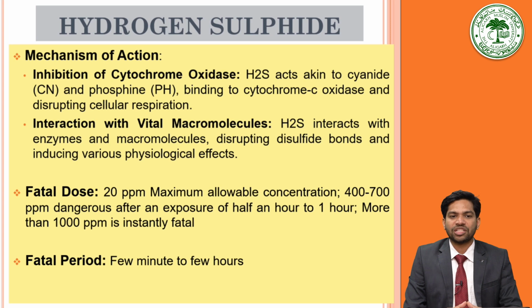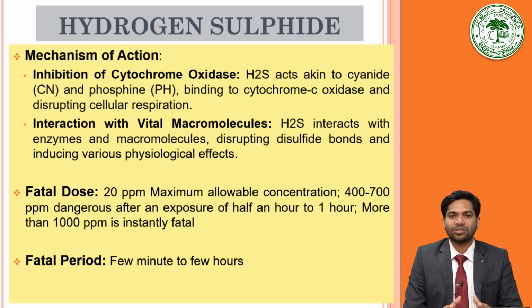The mechanism of action of hydrogen sulfide is that it inhibits the cytochrome oxidase enzyme, and also it interacts with various macromolecules and enzymes. By inhibition of cytochrome oxidase, it acts similar to cyanide and phosphine gas, binding to cytochrome C oxidase and disrupting the cellular respiration. H2S interacts with the enzymes and macromolecules, disrupting the disulfide bonds and inducing various physicochemical effects.